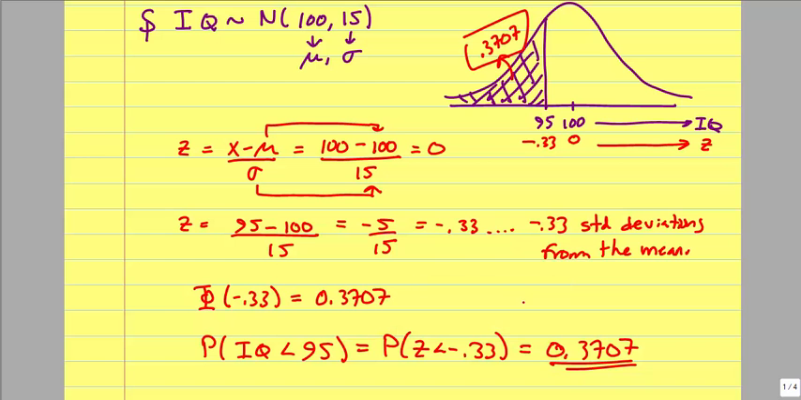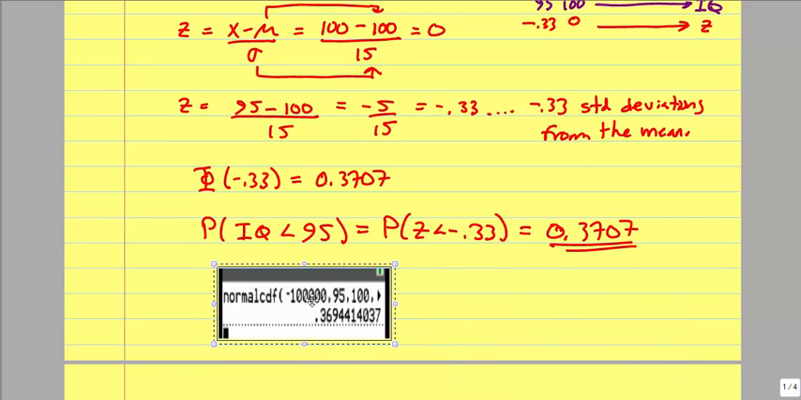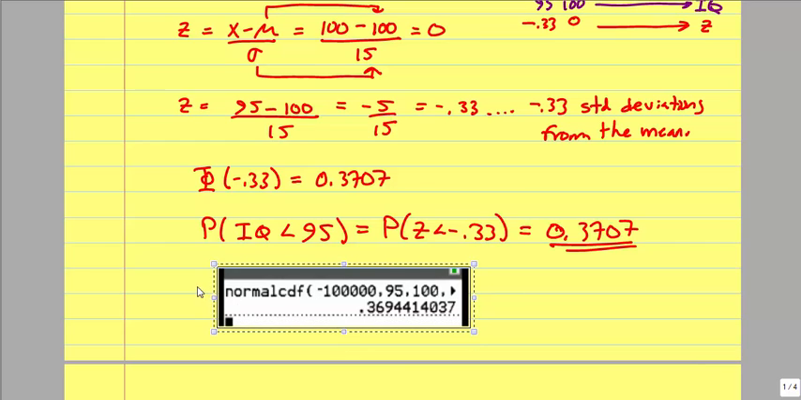Let's go ahead and compare that to what we have over here. And we can see that it's not exact, but it's pretty close, 0.36944 and 0.3707. This has to do with the accuracy in the tables. The tables only go out to the nearest hundredth, whereas the calculator takes it out all the way. So either one of these solutions would be fine to use in my math lab. Just make sure you round as it asks.